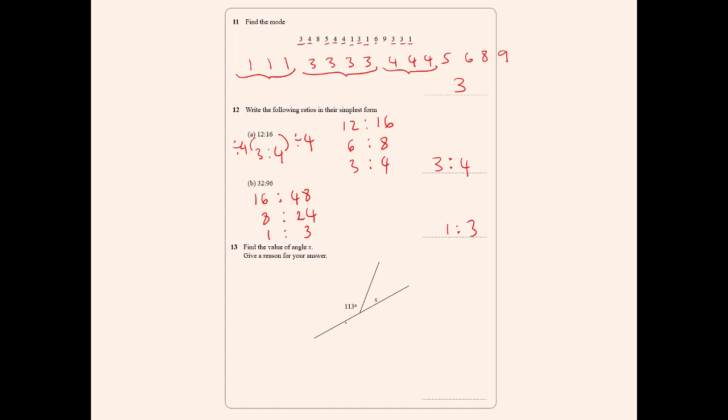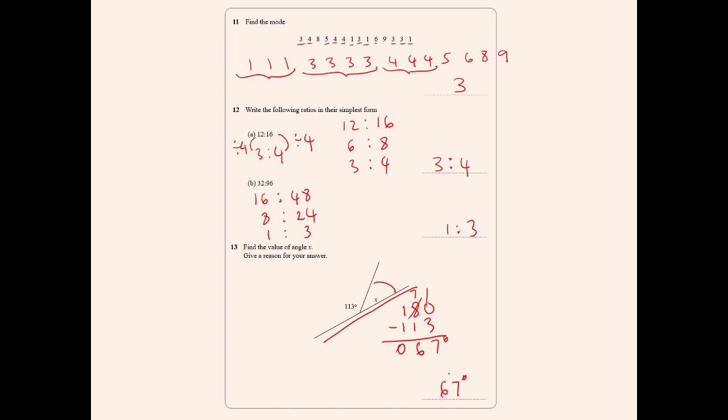So x, we can see it's a straight line. And we know it's on a straight line, angles add up to 180 degrees. So x will be 180 take away 113. So 10 take away 3 is 7. 7 take away 1 is 6. 1 take away 1 is 0. So 67 degrees. So the answer is 67 degrees.